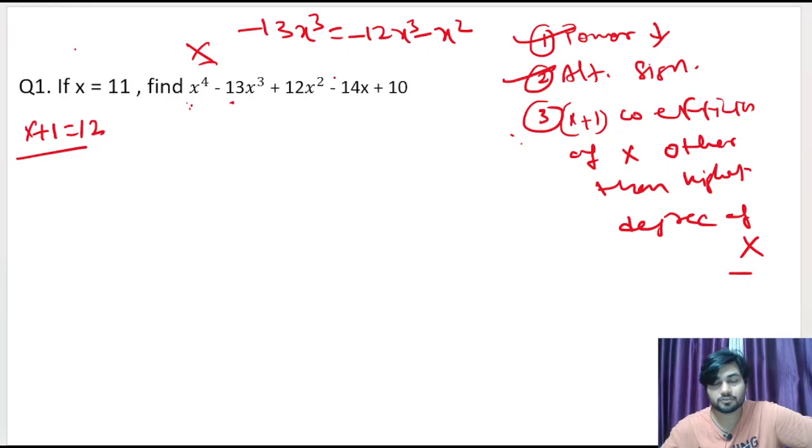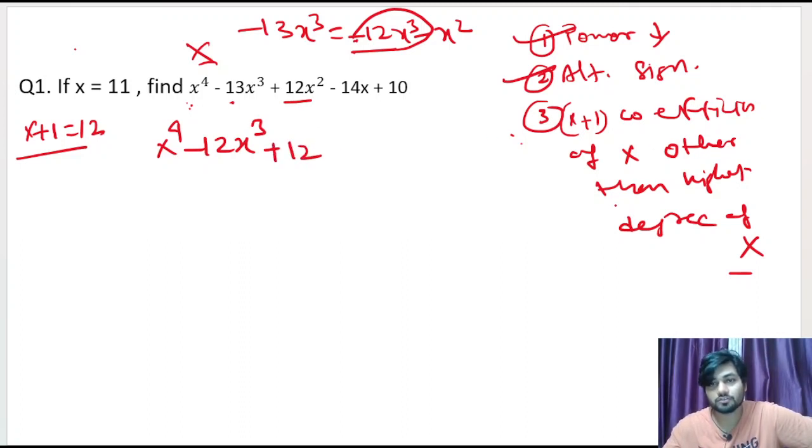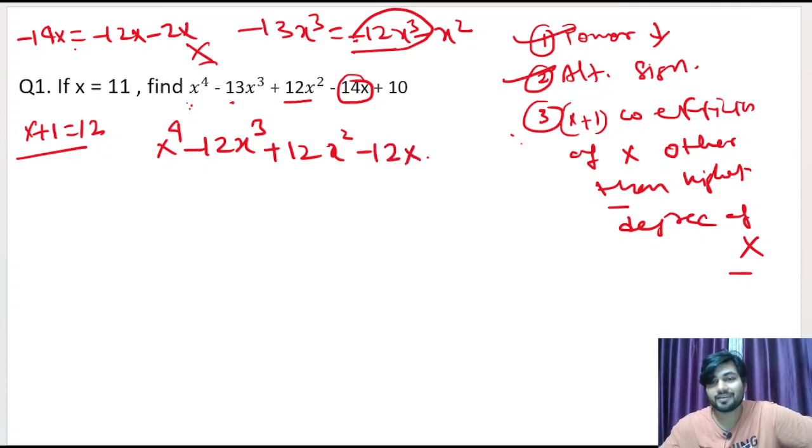Everybody understood this? So this minus 12x cube will be coming here: x to the power 4 minus 12x cube. Again, I have 12 here, that is required. The other coefficient should be x plus 1, that is 12x square. Here again I don't have 12, so I need to make it 12. So what I can do, minus 14x can be written as minus 12x minus 2x. So I'll write here minus 12x. My criteria are fulfilled.